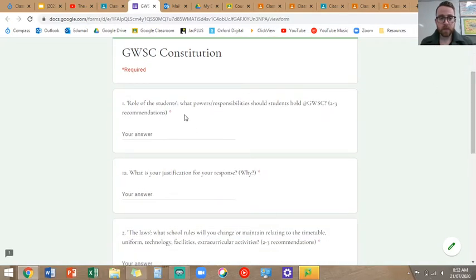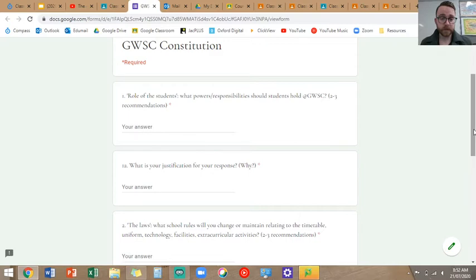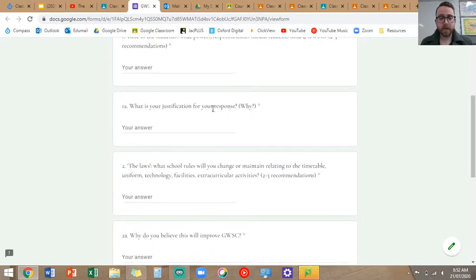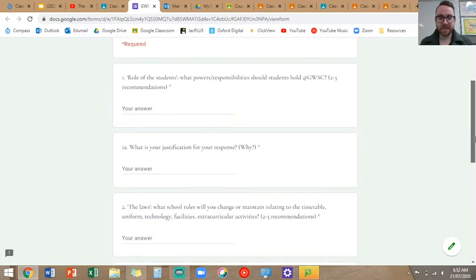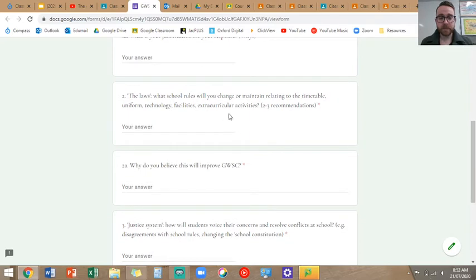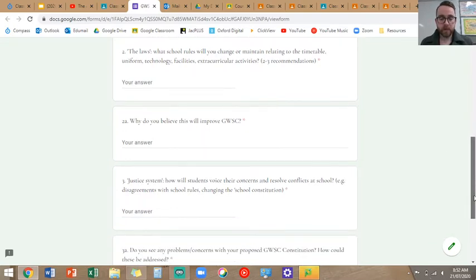So what student powers should exist at Glen Waverley Secondary College? Two or three ideas for what students should be able to do at school. What are they in charge of? What should they be allowed to do in your constitution? And 1A, why? Why do you think students should be able to rock up at 10:15? Why do you think students should be able to wear whatever they want to school? Question 2, what school rules will you change and maintain? Two or three ideas there, two or three recommendations. And 2A is saying, well, why will this improve our school?